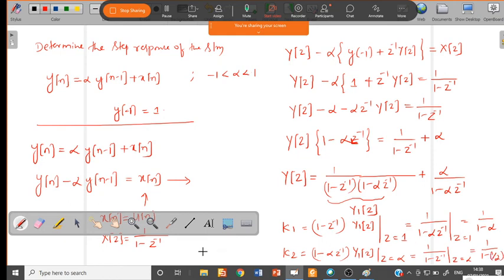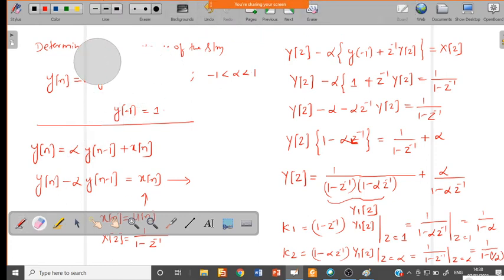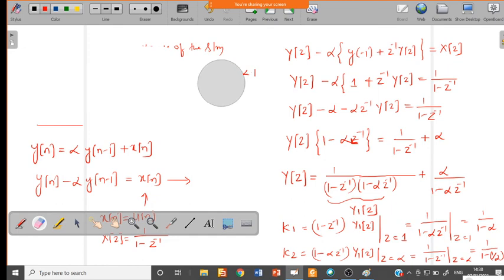So you will get 1 over 1 minus 1 by alpha. So now what will you get for K2? What is the value of K2? So now K2 we will get as alpha by alpha minus 1.